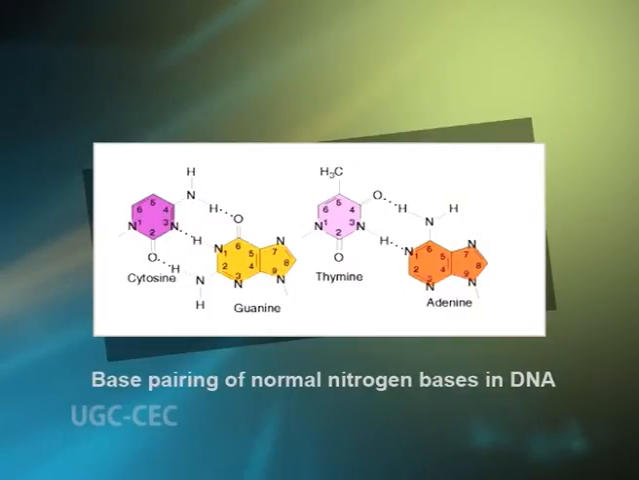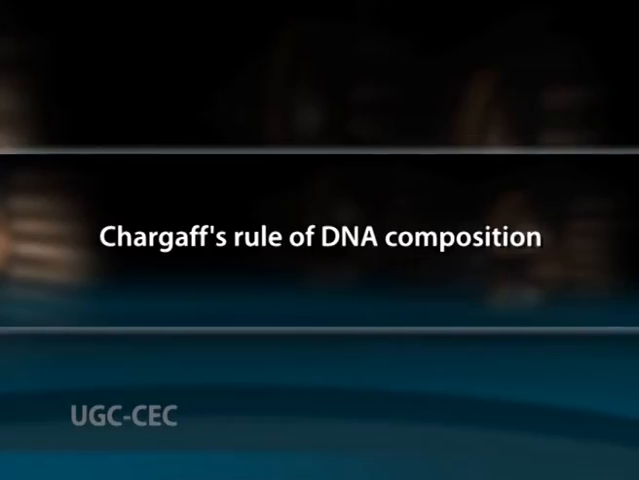The structure of the bases as shown in this figure are the most common, stable forms in which adenine always pairs with thymine and guanine always pairs with cytosine. Here in this figure you can see the base pairing of normal nitrogen bases in DNA.